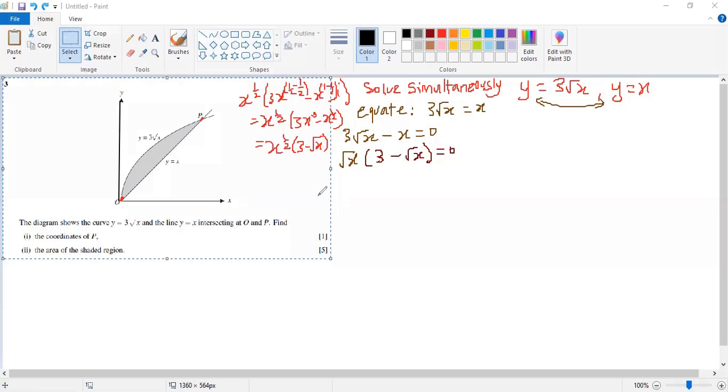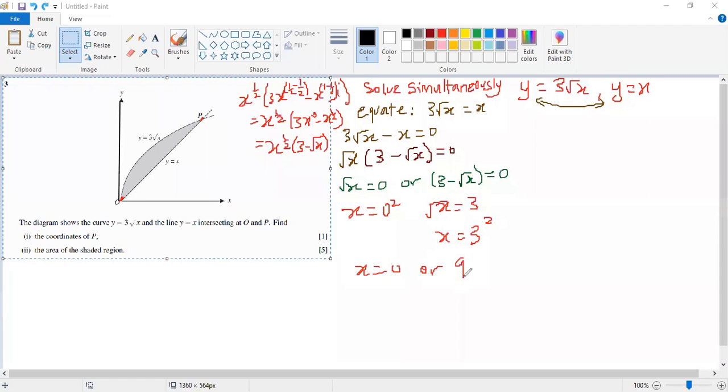And therefore, here we have root x equals 0, or the other bracket is 0, because only 0 times something is 0. That's the reason. If root x is 0, then x equals 0 squared. Or, to show some working, root x is 3, so you'll know how I'm working. X is 3 squared. That gives x is 0 or 9.